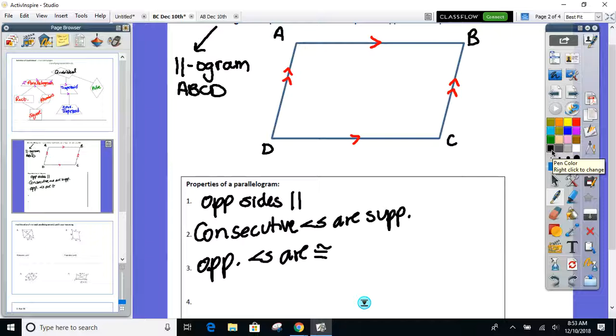Moving on. Opposite angles congruent. You guys actually got two of the tougher ones done already. Not only are the opposite sides parallel, they're also congruent. Opposite sides congruent. So we can mark the opposite sides congruent with hash marks. I should have put in the angles too, right? Opposite angles congruent, the arc marks.